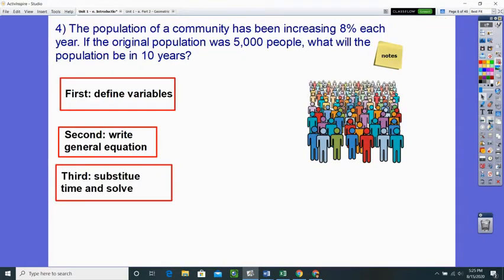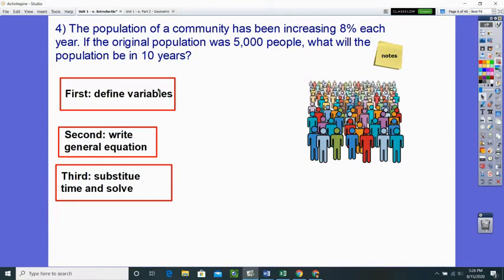So here's an example that I'd like you to try. The population of a community has been increasing at 8% each year. If the original population was 5,000 people, what will the population be in 10 years? So here's your job. It's threefold. Define your variables. Then you're going to write a general equation, not paying any attention to this 10 years. So you want the number of years to be a variable. And then you're going to substitute in your 10 and solve to answer the question. Don't forget to put your units in your answer. Pause the video and take a couple minutes to complete this problem on your notes page, guys, number 4.